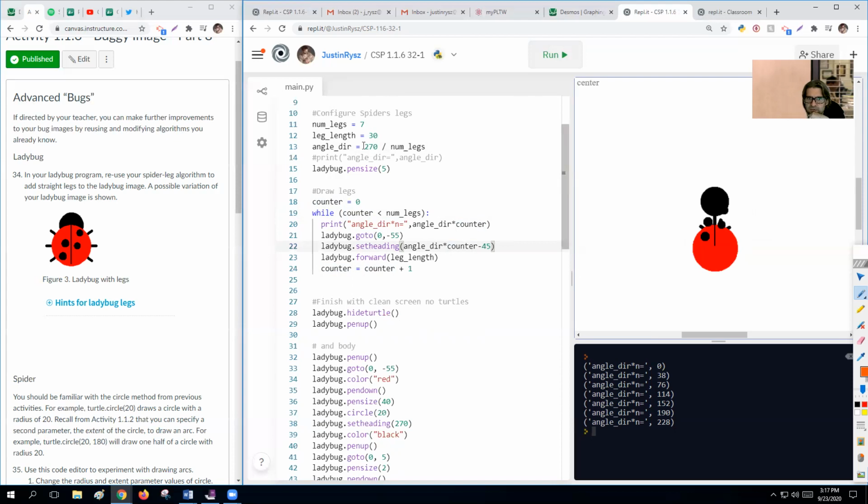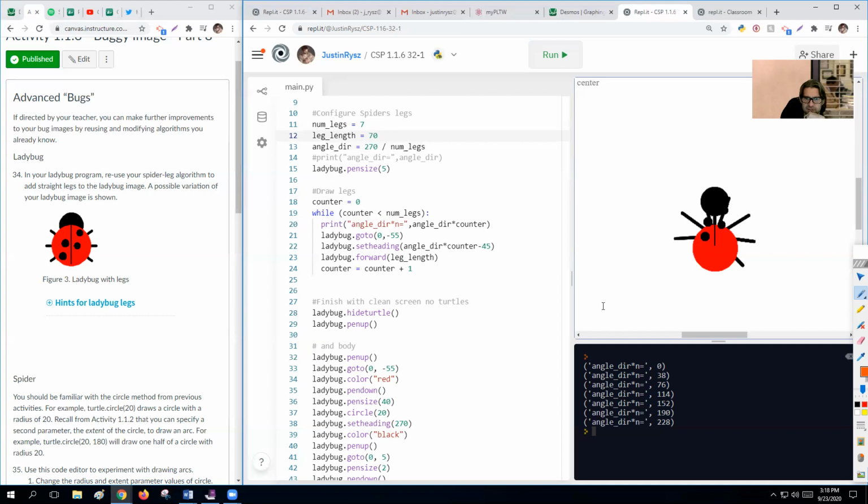Okay, better, but those are definitely way too short now. Man, leg length 50? It was at 100 and those were way too long. Okay, better. Still needs to be a little bit longer. 70. All right, I think those are a good length.